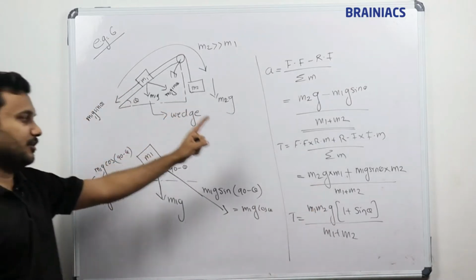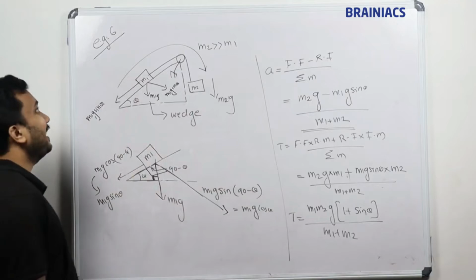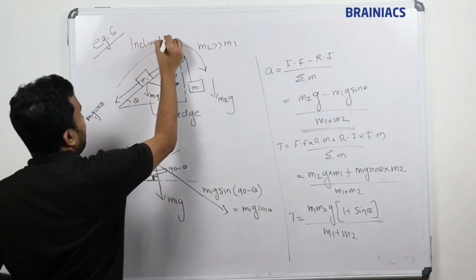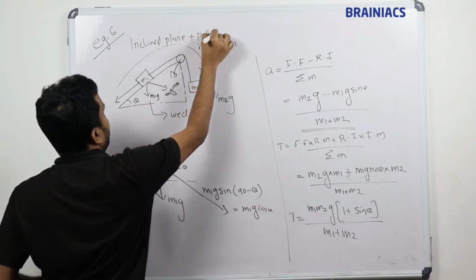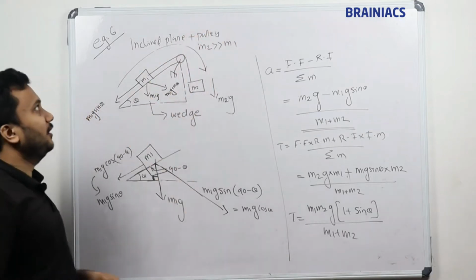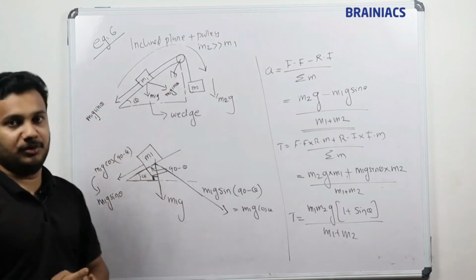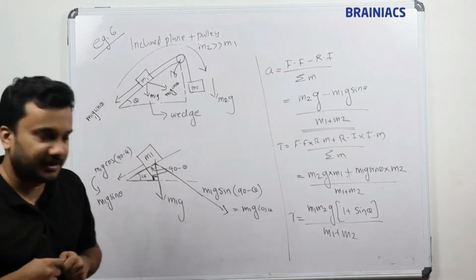So acceleration's value you know, tension's value you know, and this is a case of an inclined plane with the pulley. So you can write a subheading like this: inclined plane plus pulley. Earlier we have learned only about pulleys, right? Now we have an inclined plane. In addition to that, we also have a pulley system holding there. This is one case, right?